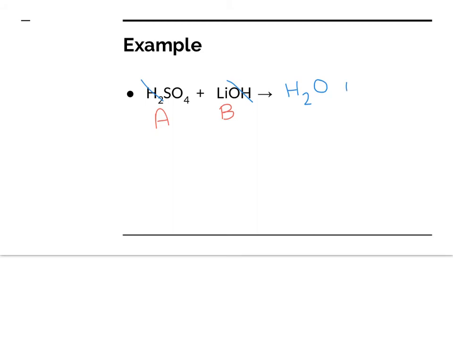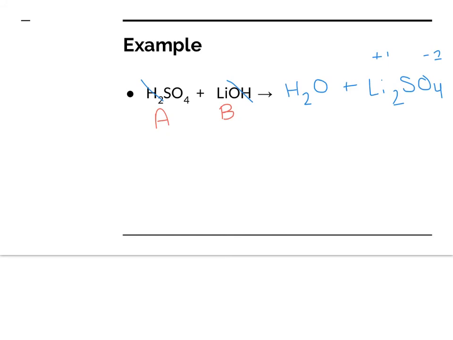My next product, which is going to be my salt, is going to be produced by what's left over. So my positive ion is lithium, my anion is sulfate, SO4, and if I look at the charges, lithium is +1, sulfate is -2, and so when they combine, the salt that I end up with is Li2SO4. So this neutralization reaction produced water and the salt lithium sulfate, or Li2SO4.